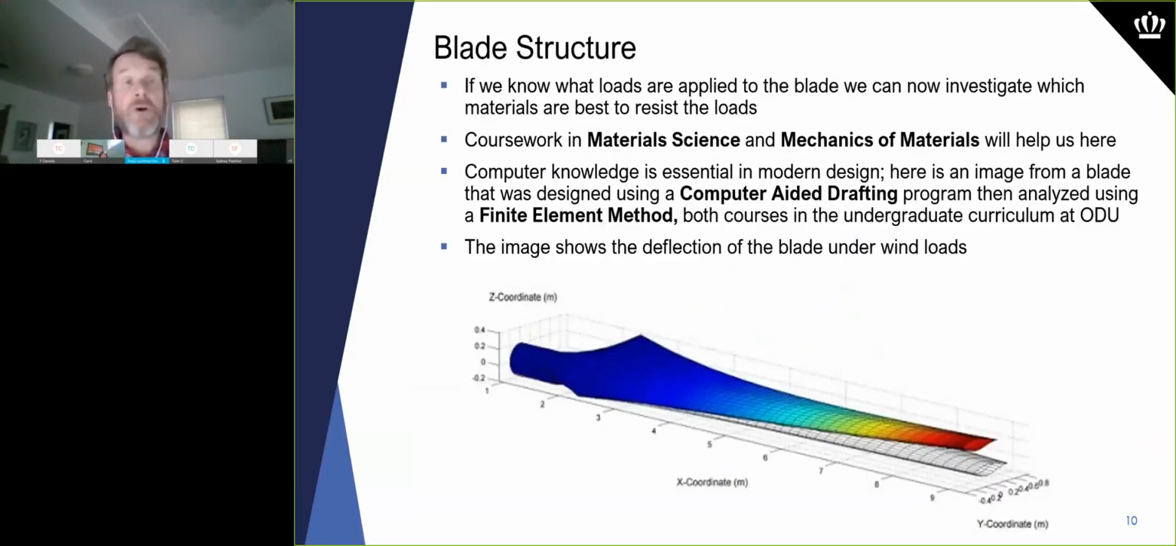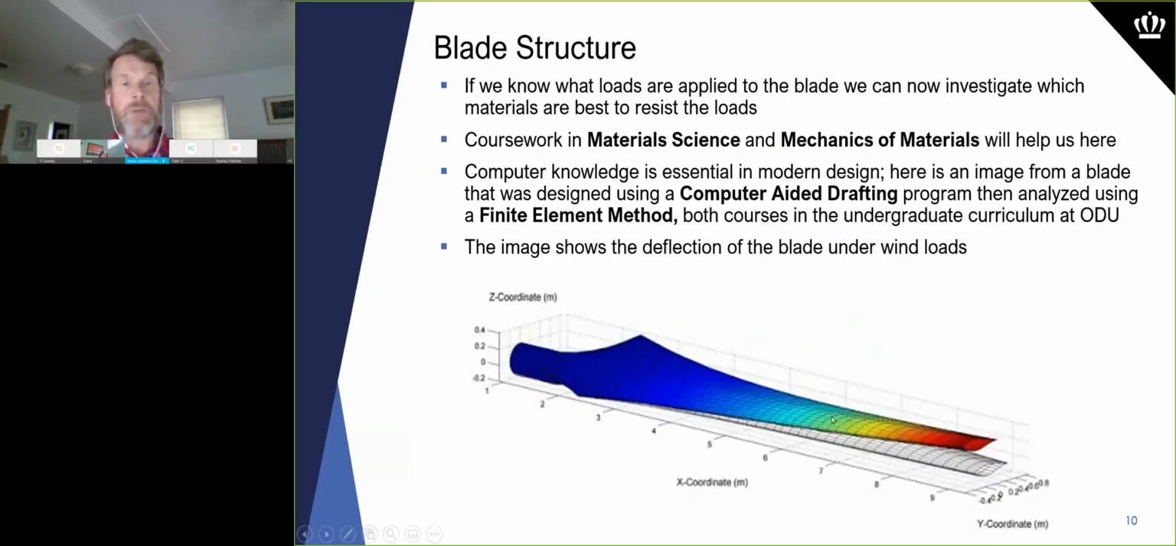All right, so we know what the loads are. How are we going to size these blade structures? Okay, well, we're going to again look at our coursework. We're going to go to material science to understand how materials will react. We're going to look at mechanics of materials to understand how much deflection will occur, how much stress and strain we will see in the actual design. So one of the things we worry about is how do the blades deflect when they're under load?